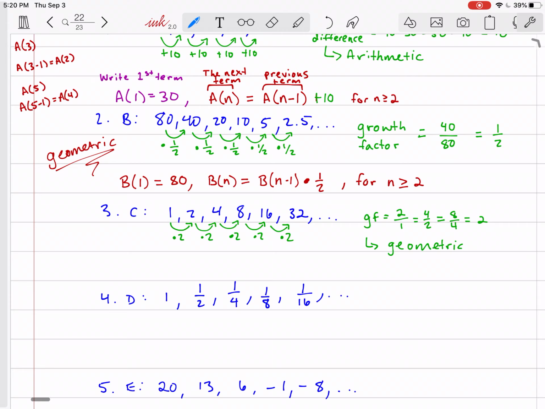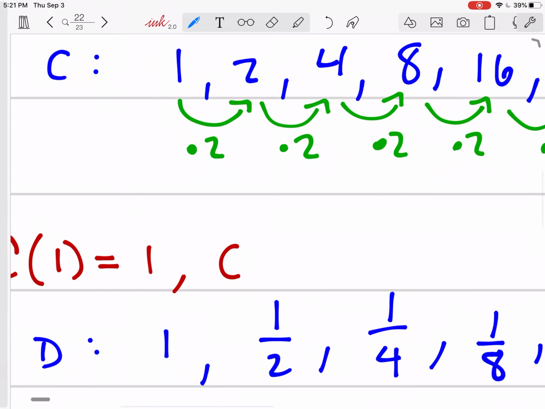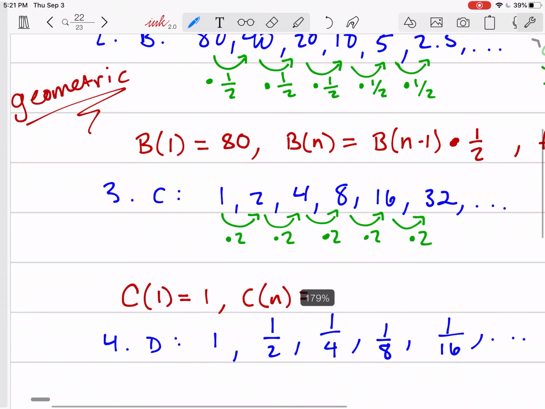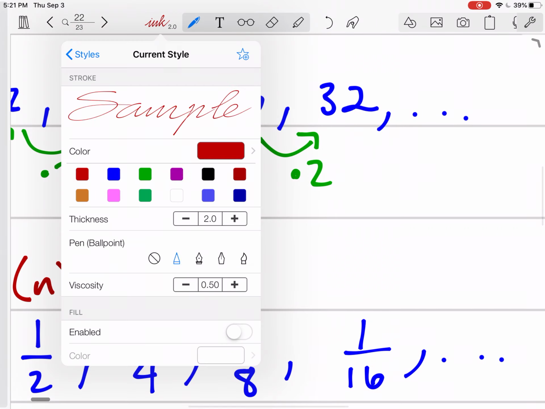Okay, and now we need to write our rule. We'll start off with our first term. This sequence is called C. So C of 1, the first term of sequence C, is, well, 1. And to get the next term, C of n, it'll be equal to the previous term, C of n minus 1, times our growth factor.